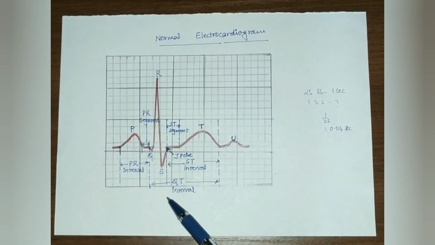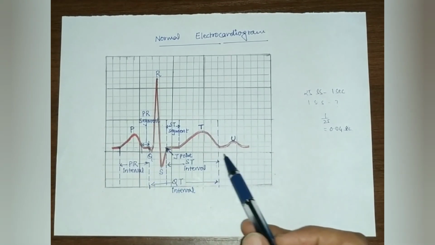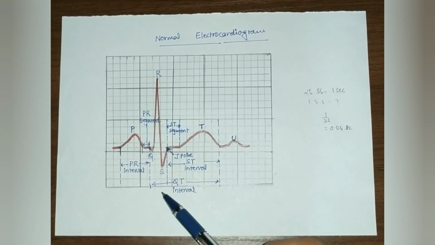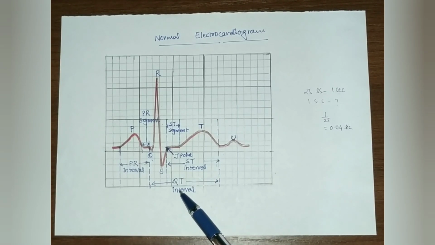Next is QT interval. You can see here, from onset of Q wave to the end of the T wave. It denotes total systolic time of ventricles, that is ventricular depolarization and repolarization. Duration of QT interval is 0.4 seconds. QT interval is prolonged in ischemia, ventricular conduction defect and hypocalcemia.